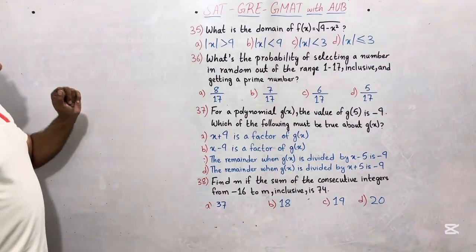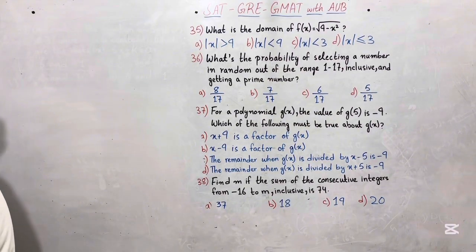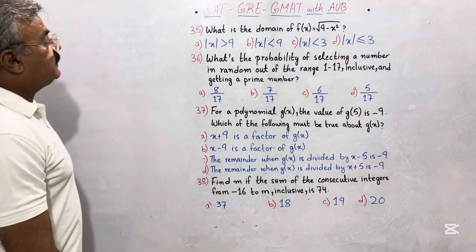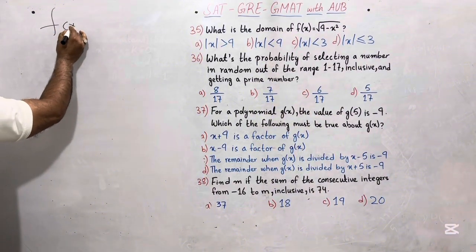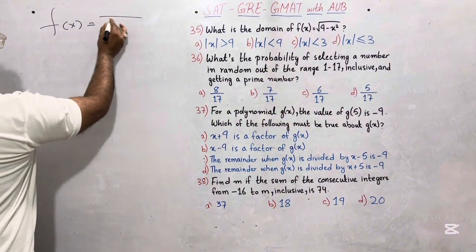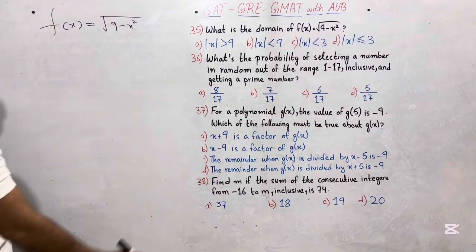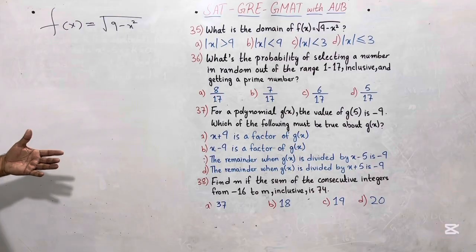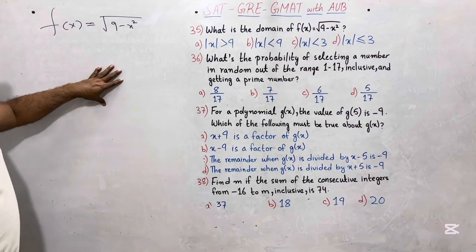Moving towards the next question, that is 35. What is the domain of the function f of x is equal to square root of 9 minus x square? We have been given a function f of x is equal to square root of 9 minus x square, and we are asked to find its domain.